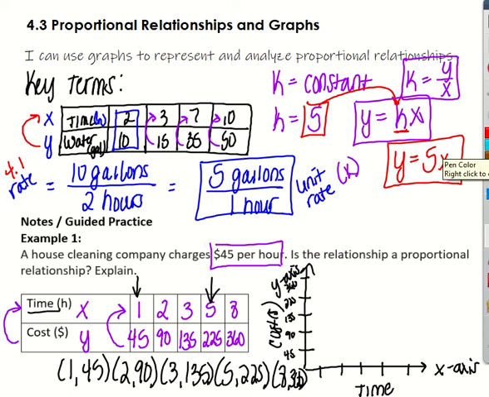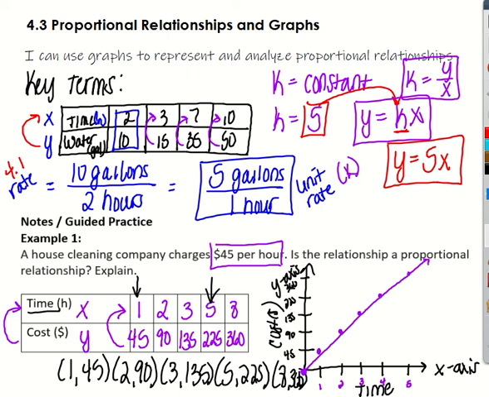Okay, so my first ordered pair, I go over 1 and up to 45. I go over to 2 and I go up to 90. Over to 3 and up to 135. Over to 4 and up to 225. And over to 5 up to 360. If you guys notice, I have a pretty good line, right? And think about it. If I have 0 hours, do I pay anything? No. There's my 0, 0 in that corner. Okay, so we're starting to tie this back to x and y axis on our coordinate plane.